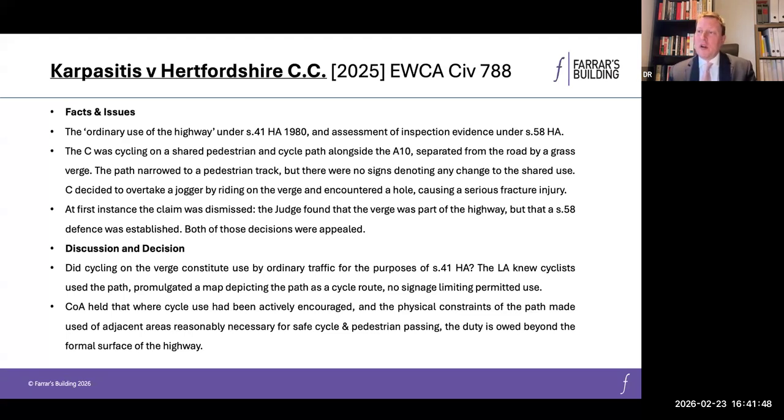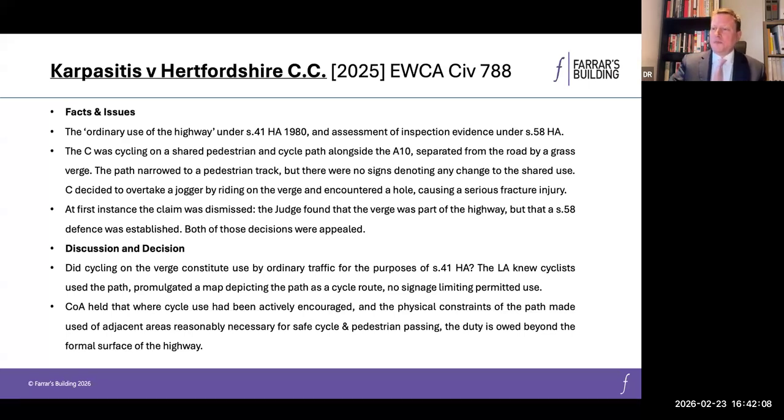The judge found that the grass verge was indeed part of the highway and it was indeed in disrepair, so Section 41 breach, but the Section 58 defence was established by the defendant. And both of those decisions were appealed, the claimant appealing the second part of the decision and the defendant appealing the first part of that decision. So on that question as to Section 41, did cycling on the verge constitute ordinary traffic for the purposes of the path that was the highway in question?